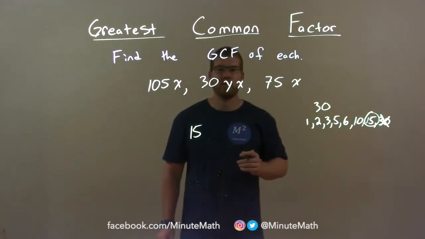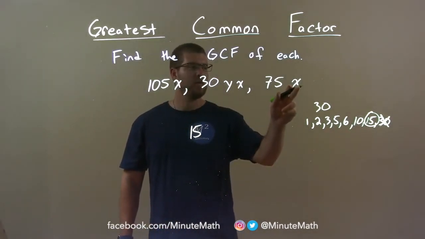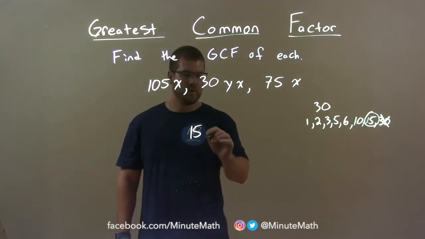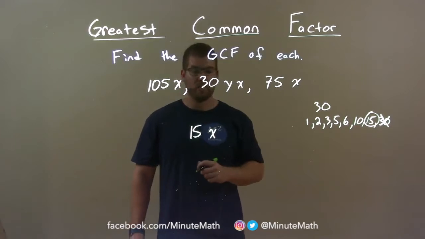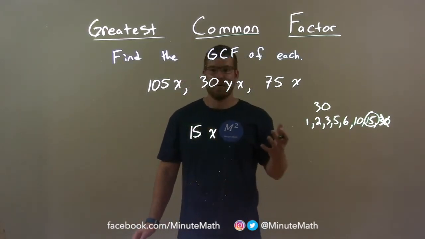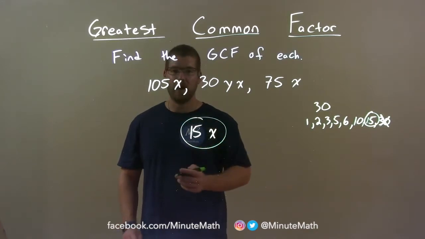So now I want to deal with the variables. Well, there's 1x here, 1x here, 1x here. So x is shared amongst all of them, so we have 1x. No y, 1y, no y's. So y is not shared amongst them all, and so that's it. Our final answer is just 15x.